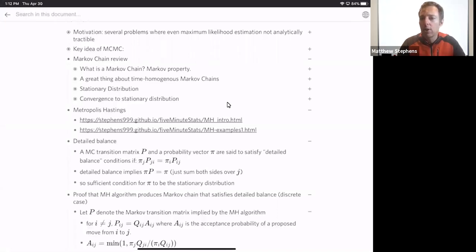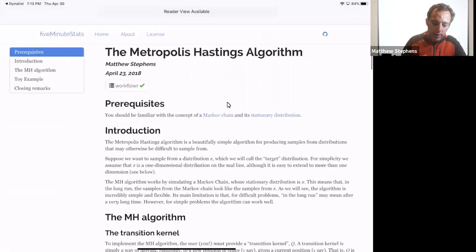So Q is just a way of, given the current state, generating a new state, or at least a proposed new state. We'll see in a minute how this works. But for now, just think of Q as: whatever the current state is, I'm going to add a random number to it, maybe a random normal(0, 1). That would be a proposal kernel Q. Okay, let's have a look at the introduction before I get ahead of myself.